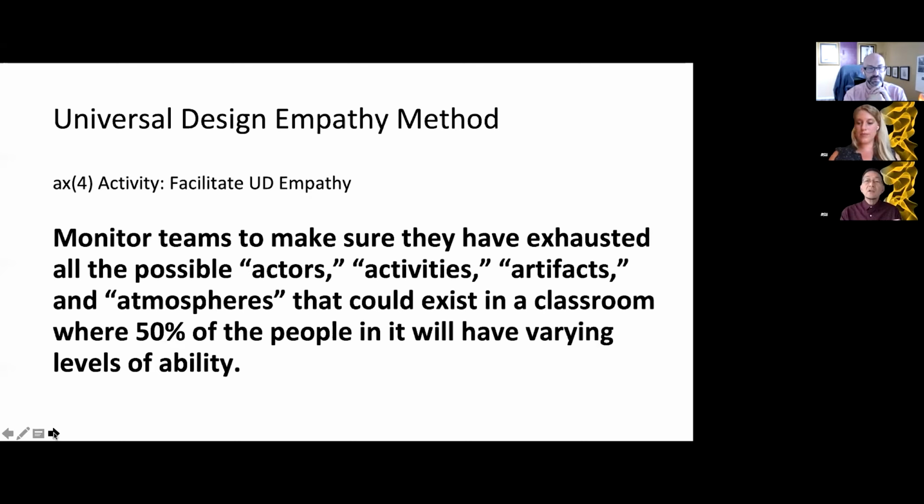Now, obviously, you could make that more of a specific challenge where you're looking at any specific disability. But in general, in universal design, we want to be able to look at all the variety of people that could potentially exist in a learning environment.